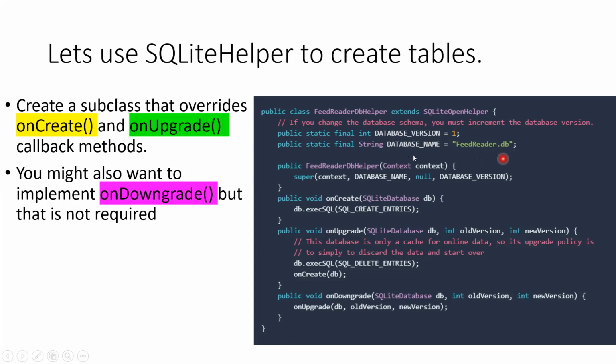The database name is feedreader.db. That's the name of the database, and here you have called a constructor of that, and that constructor is going to call the constructor of SQLiteOpenHelper. That's the superclass, the super method you have called. And in the onCreate method, you need to override this onCreate method to run your SQL_CREATE_ENTRIES. So this was the thing that I was talking about.